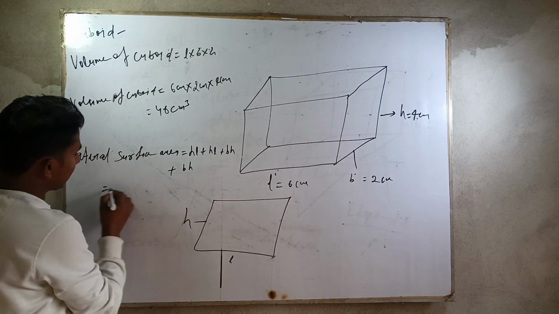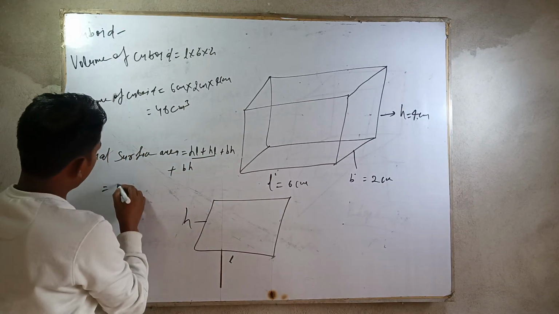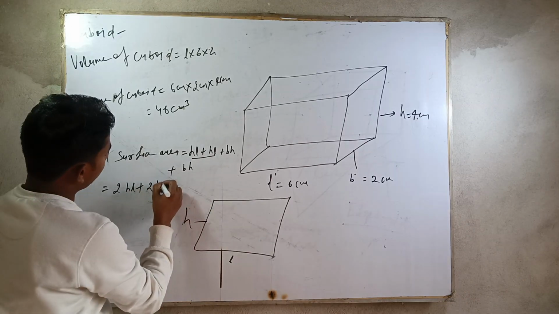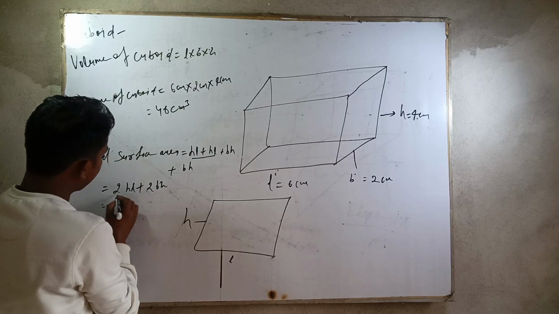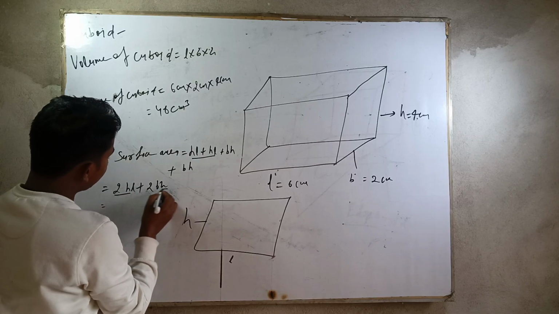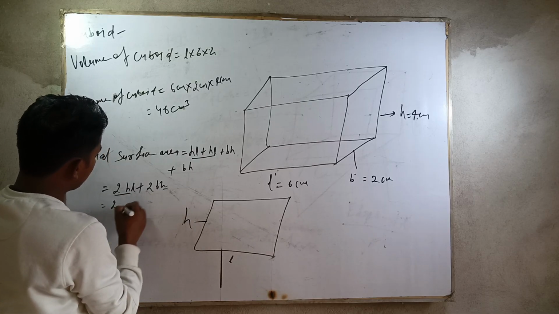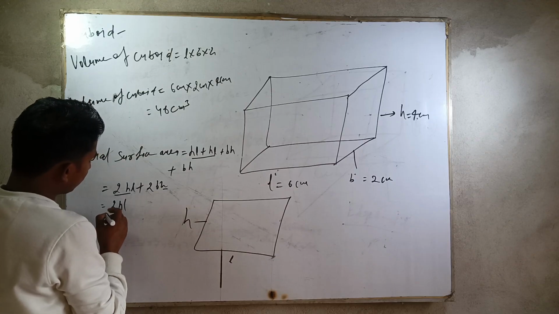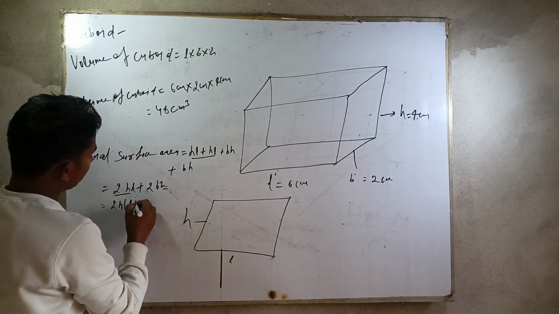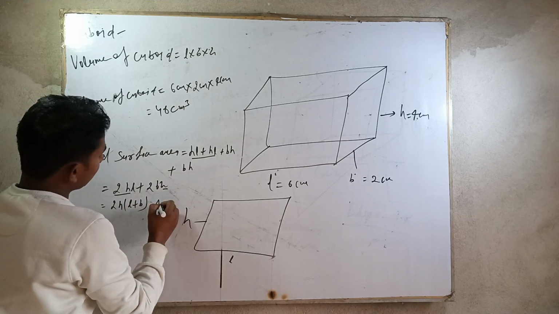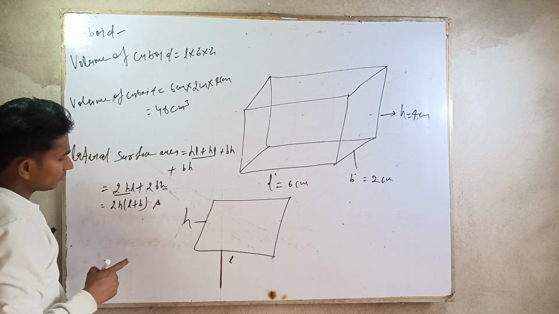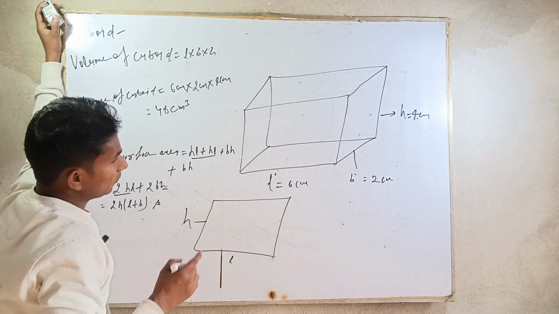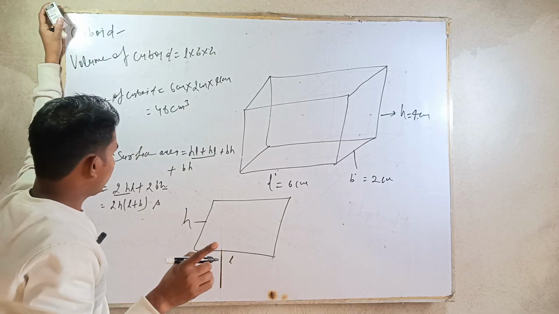If I see that, then how many? 2hl plus 2bh. If h is common and 2 is common in both of them, then I need to find h into 2 into l plus b. By this I can find out the lateral surface area of the cuboid. Lateral means only 4 sides.